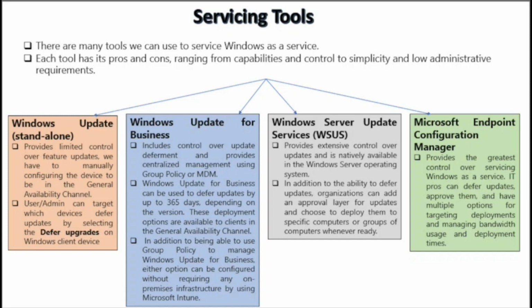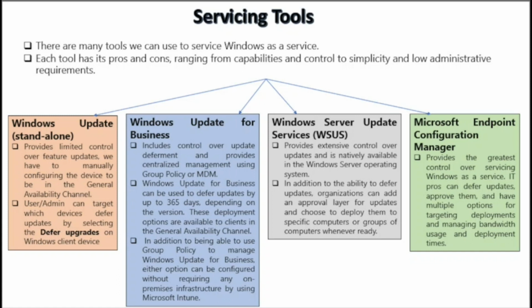Windows Update for Business can be used to defer updates by up to 365 days, depending on the version of the Windows operating system. These deployment options are available to clients in the general availability channel. In addition to being able to use group policy to manage Windows Update for Business, either option can be configured without requiring an on-premises infrastructure by using Microsoft Intune.